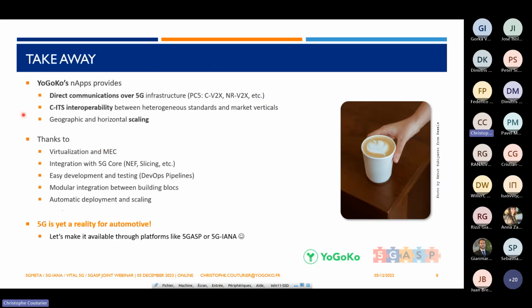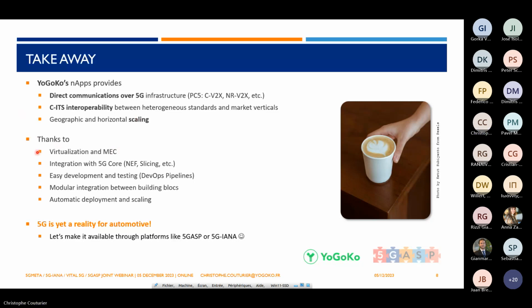With the second NetApp, we can provide interoperability between a very heterogeneous set of standards, including different communication technologies, and including also higher levels of interoperability, higher protocols that are higher in the stack. And we can do that thanks to what 5GASP and 5G IANA bring.